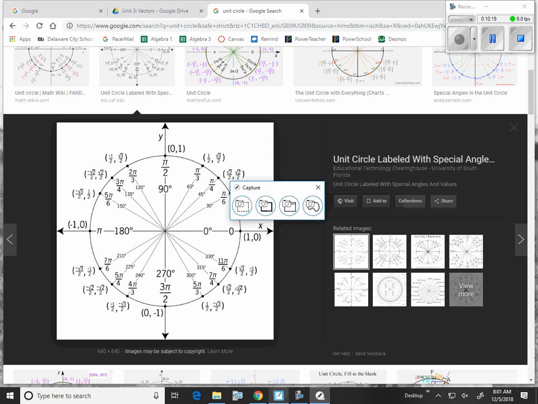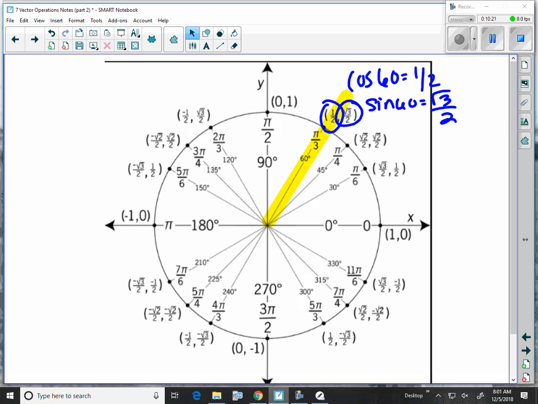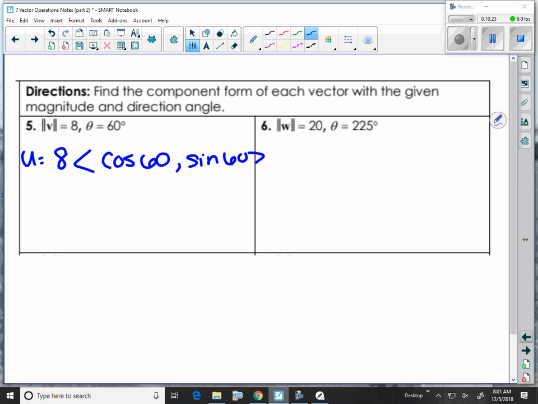So if I go back here, we're going to rewrite cosine 60. What was cosine 60? 1/2. So that's going to change to 1/2. What was sine of 60? Square root of 3 over 2.